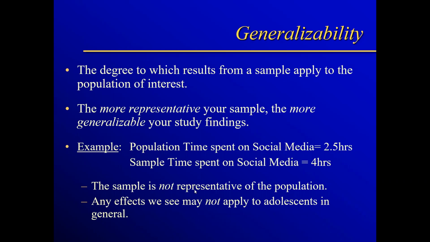So like this says, my sample is not representative of the population. Therefore, any effects that I find, let's say I'm looking at increased social media addiction being related to increased depression, any results that I find may not apply to adolescents in general. They probably only apply to adolescents who use above average levels of social media. So I need to make sure my sample represents the population. Because if it does, I can generalize my findings.